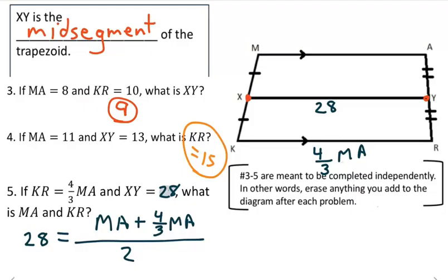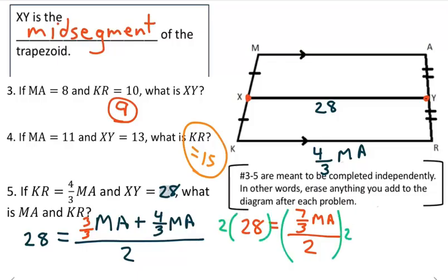Now if I get a common denominator here, 1 MA is the same as 3/3 MA, and now I can add those together. So I have 28 equal to 7/3 MA. MA is representing the distance from M to A, and so that's my unknown here. You might multiply both sides by 2 to get rid of that division by 2. And so now we have 56 equal to 7/3 MA. To get rid of multiplying by 7/3, we can divide by 7/3, but dividing by a fraction is the same as multiplying by the reciprocal.